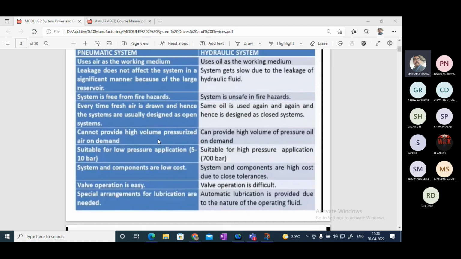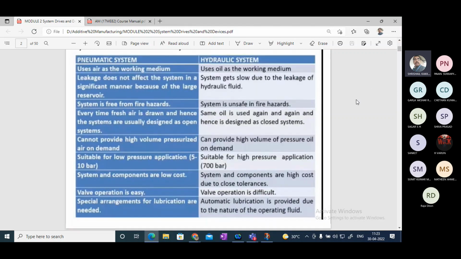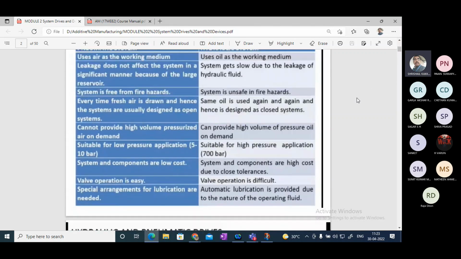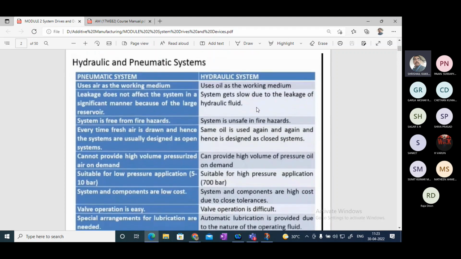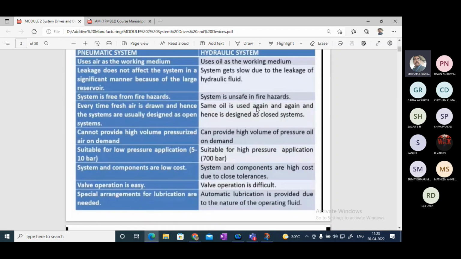So these are the differences between the hydraulic and pneumatic systems. Please try to remember these differences. Let me brush up once again. Pneumatic systems use air as a working medium. Hydraulic systems use oil as a working medium.